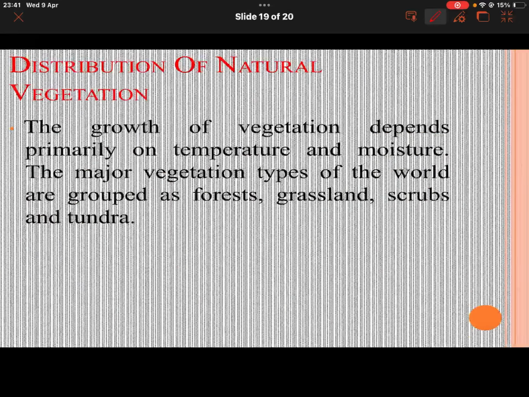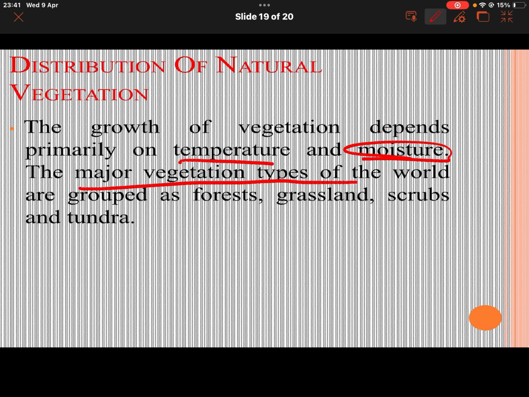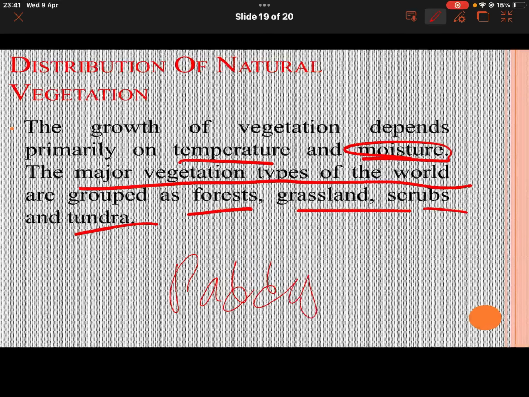Now, distribution of natural vegetation. The growth of vegetation primarily depends on temperature and moisture, and the major vegetation types of the world are grouped as forest, grasslands, shrubs and tundra. Basically, take paddy as an extra example: it's rice, and it requires a lot of water, whereas shrubs are only small plants which grow. Now we have forest, where we can see big forests with huge trees.